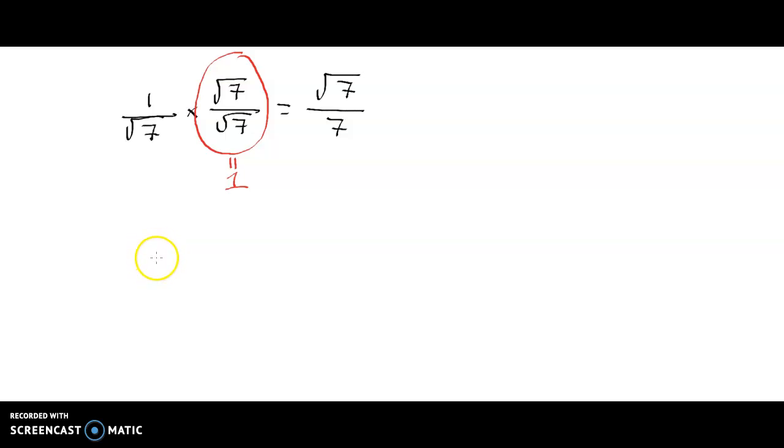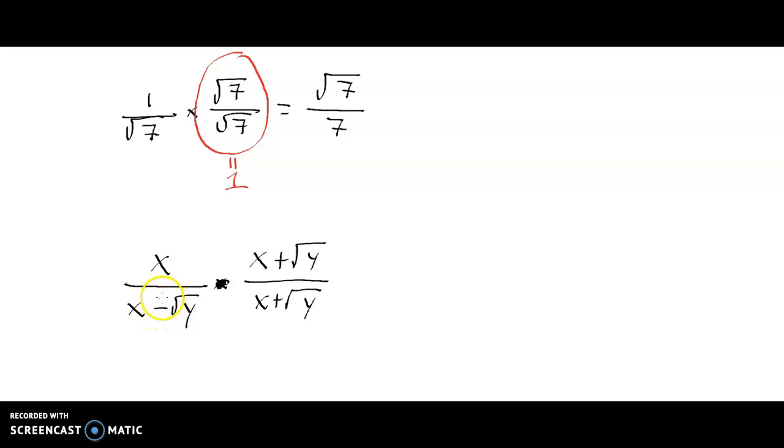Now, if we have a case where we have x over x minus the square root of y, we have to make sure that we get rid of this square root of y. But we can't simply multiply by the square root of y because this is going to be a binomial. There's two terms right here. So I'm going to have to multiply this, and I'll use a dot instead of an x, times x plus the square root of y over x plus the square root of y. So I always want to use the opposite sign of what is in the denominator.